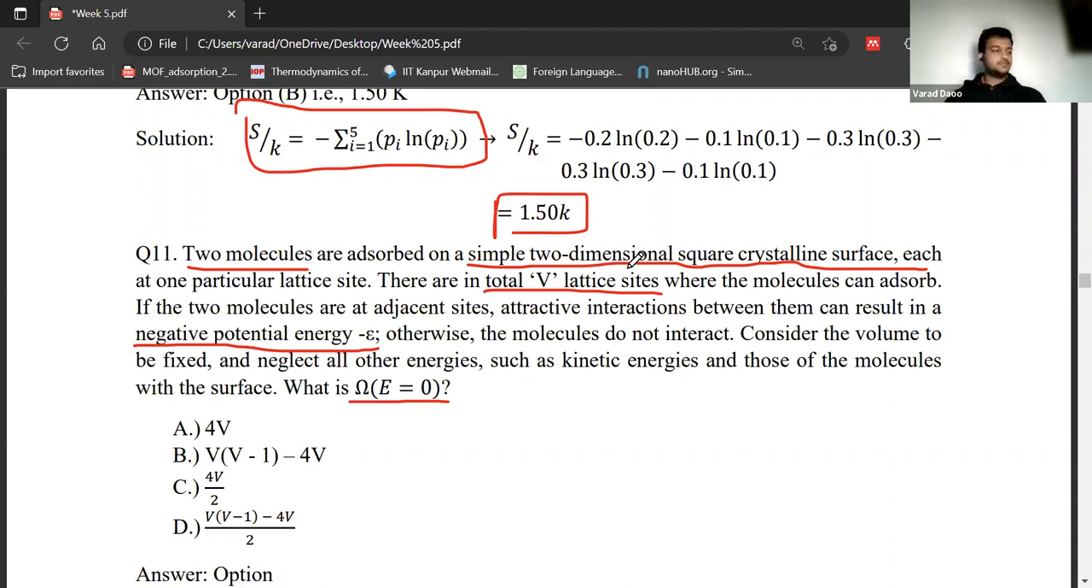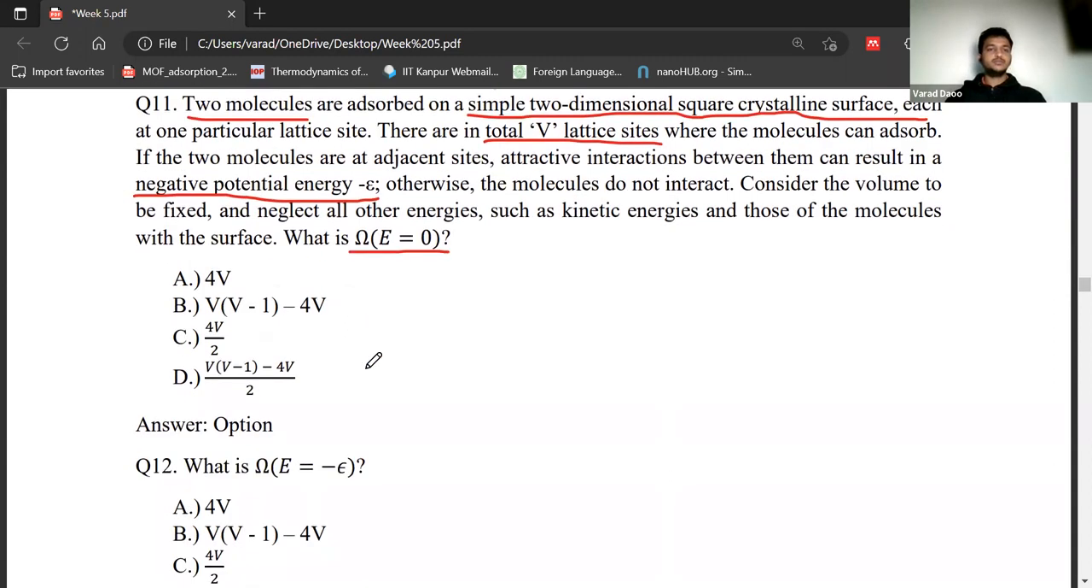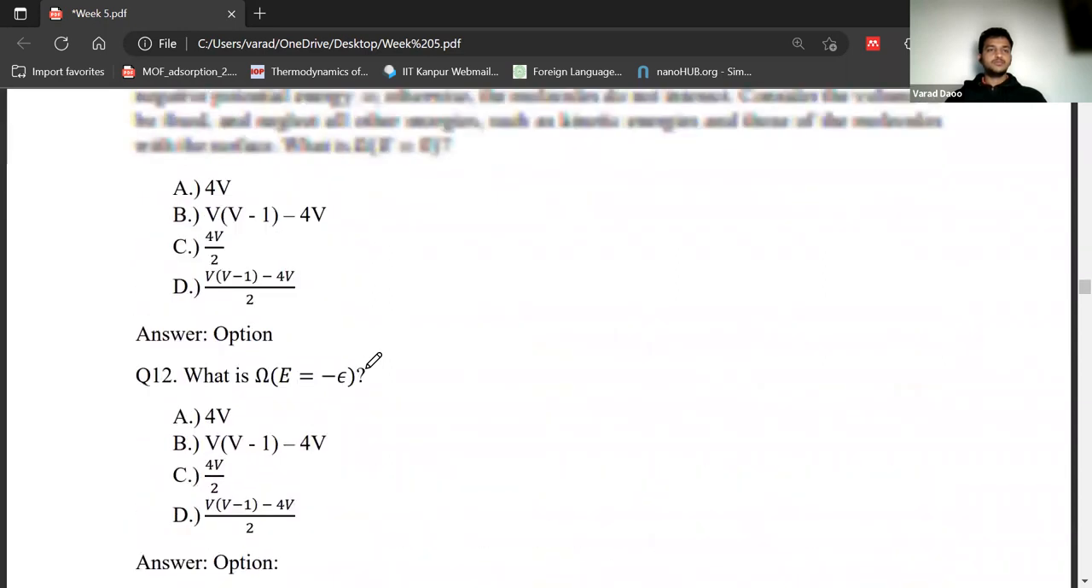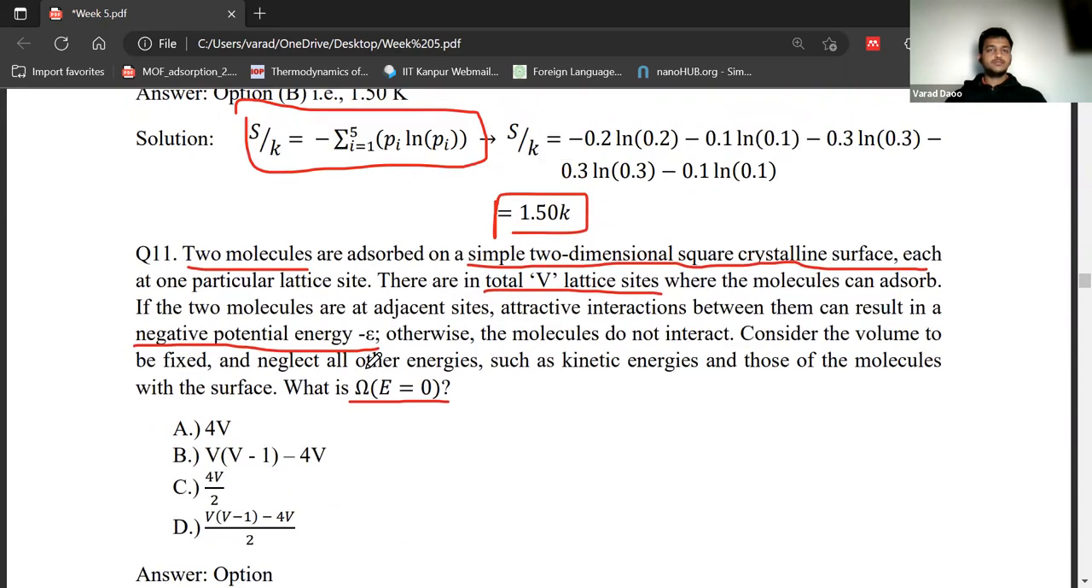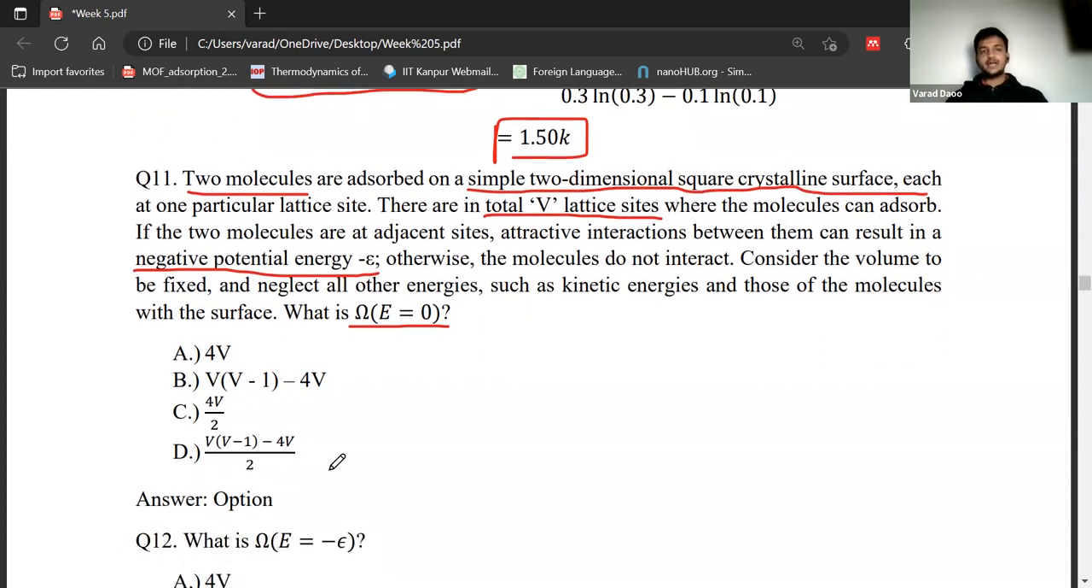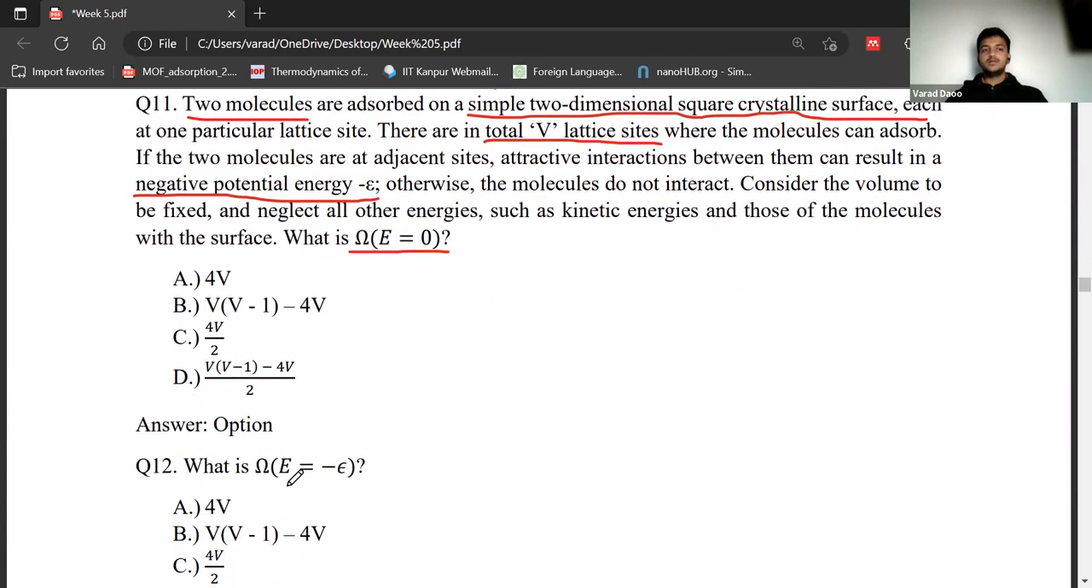Anybody got it? The correct answer is option... Which one? Anybody has the answer? So we'll discuss, right? Intentionally, I have left this blank because I will discuss both of these questions one after the other, right? So this is the first question, and this is the second question.